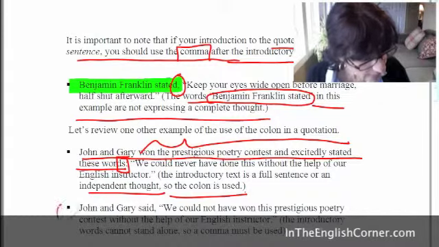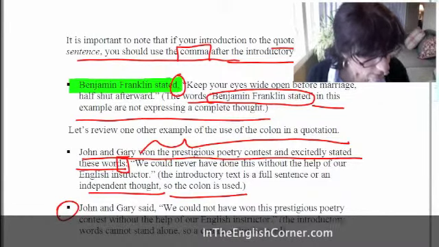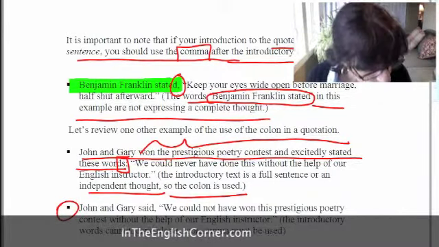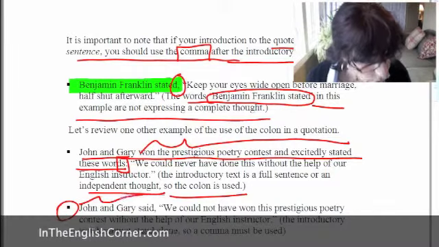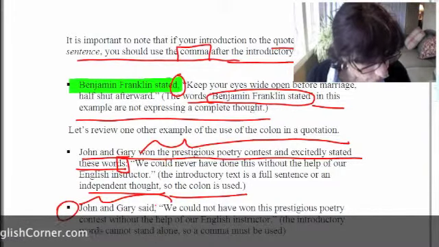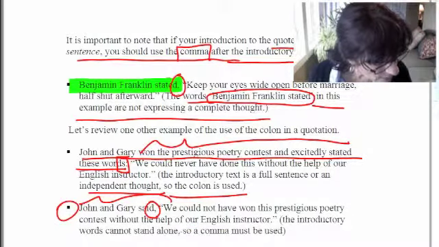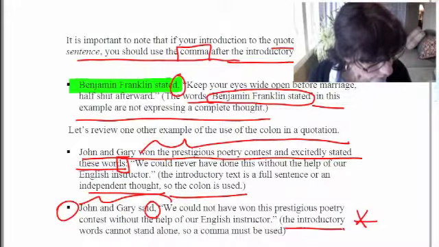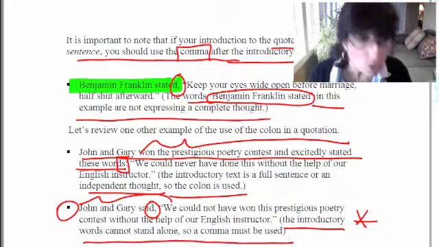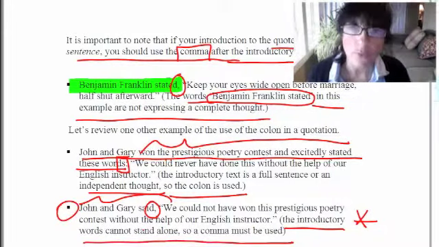But let's look at this next example. John and Gary said, what did they say? This is not a complete thought. So you can't use a colon here. You introduce what they are saying with a comma. "We could not have won this prestigious poetry contest without the help of our English instructor." So in this example, the introductory words cannot stand alone, John and Gary said, so therefore you use a comma.